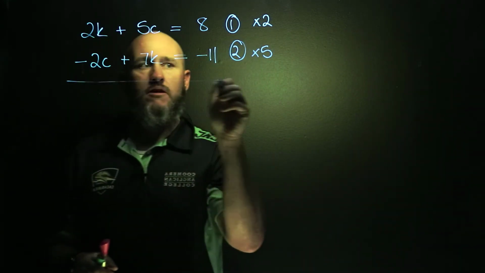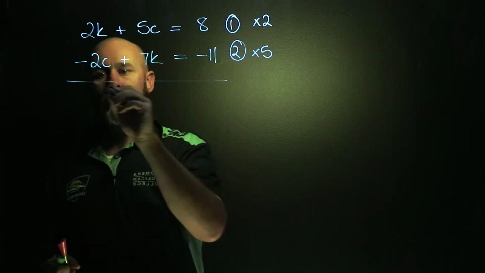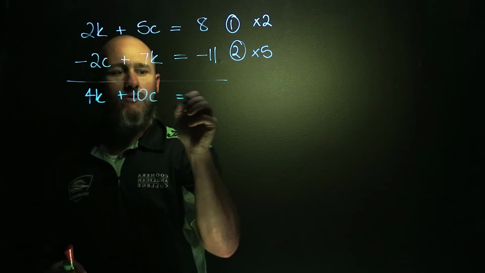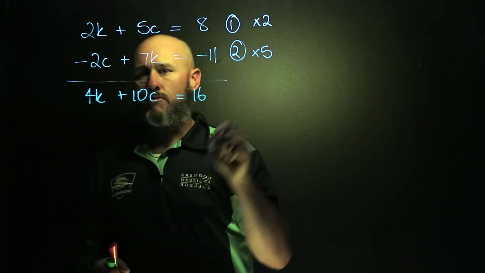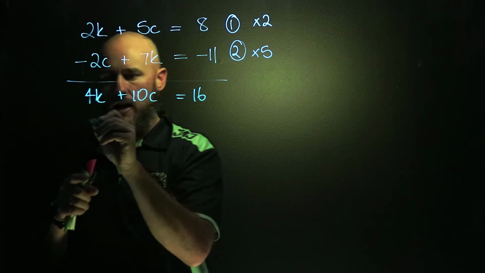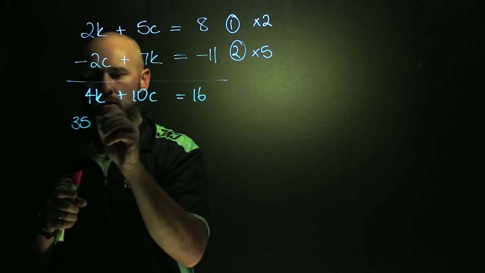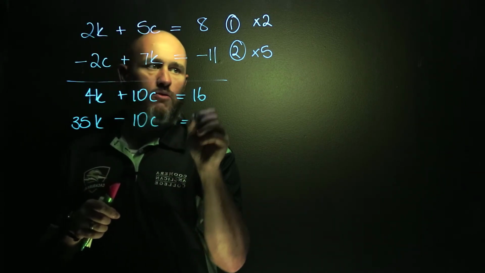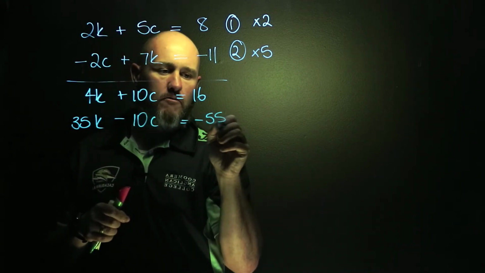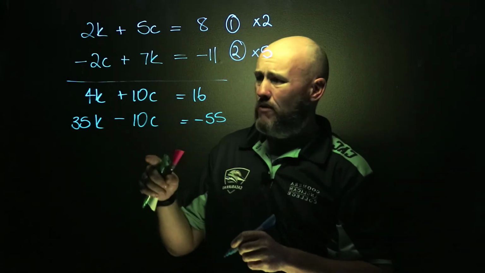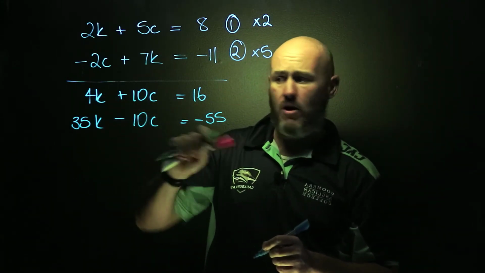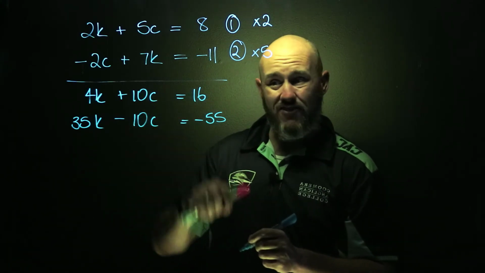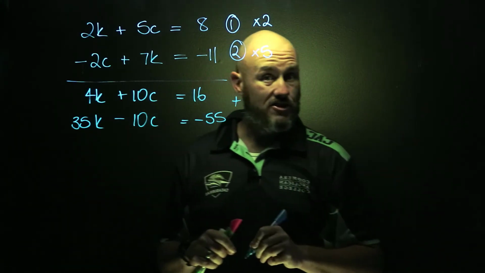So, let's do this. 1 times 2 becomes 4k plus 10c equals 16. And 2 times 5, and I'm going to swap as well, so 7k becomes 35k minus 10c equals negative 55. Pause there and check if you need to, but I've multiplied everything here by 2 and everything here by 5 and done a little swap as well. Now, because I've got 10c and negative 10c, I'm going to pop a little plus in there.